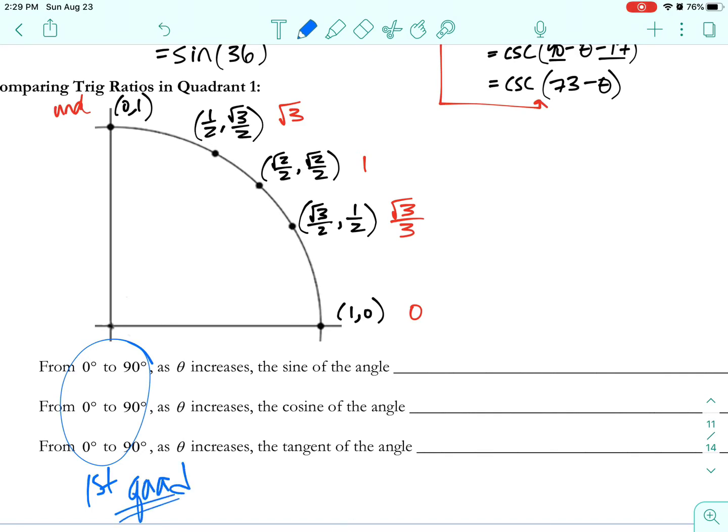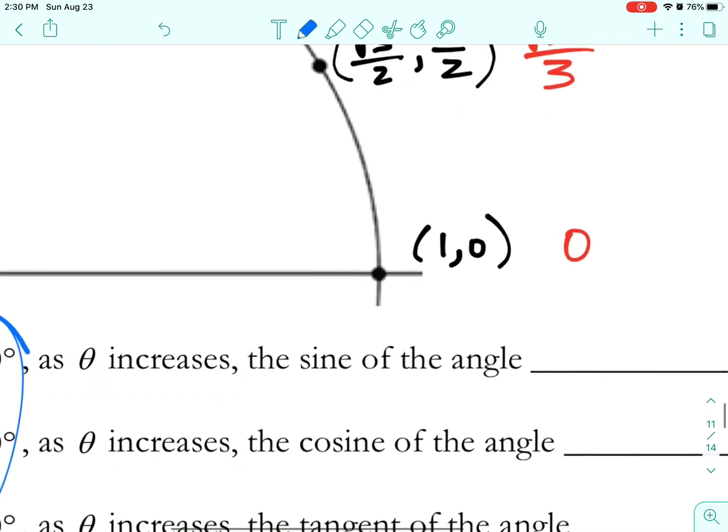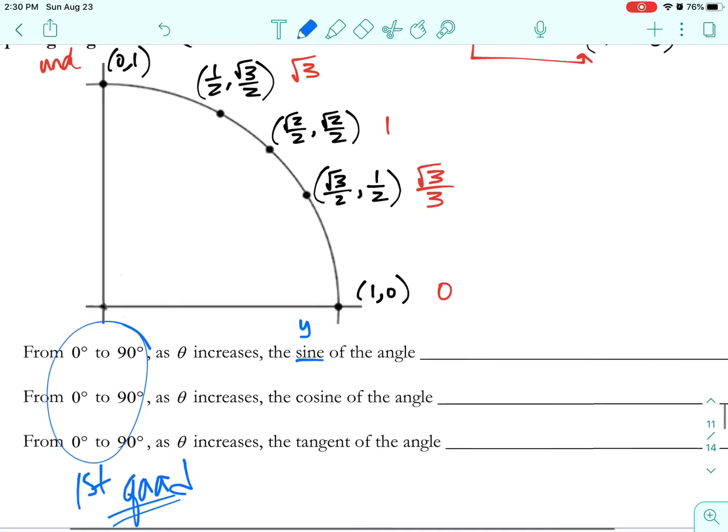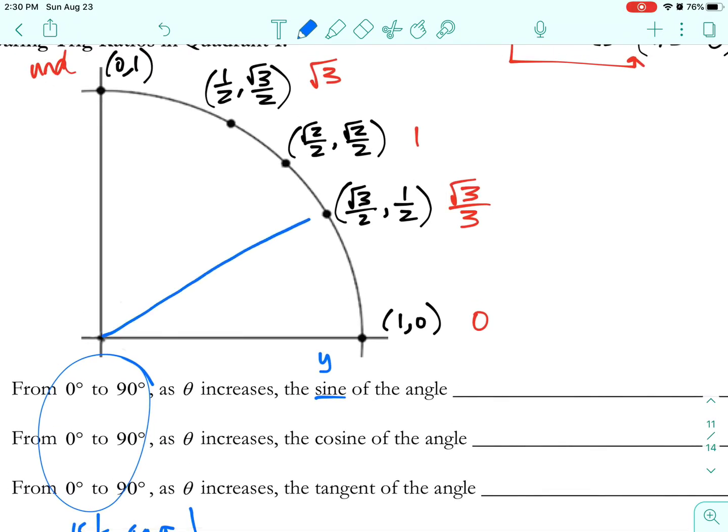Okay, so from 0 to 90, as theta increases, so that means as you start your theta here at 0 degrees and you rotate this direction towards 90, remember, the theta is the angle. So remember, this is 30 degrees, this is 45 degrees, this is 60 degrees. As we rotate this direction, that's what theta increasing means. Let's think about just the y value here, because the sine, remember, is the y value. It's y over r. And remember, the r is 1 for the unit circle. So I want to compare this 30-degree reference angle as well as this 45-degree reference angle. Let's look at just these y values here. Here's a y value and here's a y value.